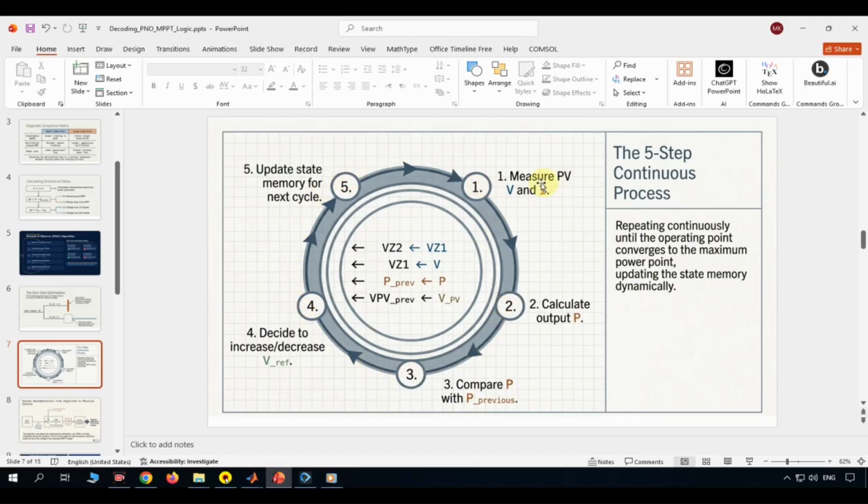The complete operation of the perturb and observe algorithm can be summarized in 5 simple steps. First, measure the PV voltage and current. Second, calculate the output power. Third, compare the current power with the previous power. Fourth, decide whether to increase or decrease the reference voltage. Fifth, repeat the process continuously until the operating point converges to the maximum power point.